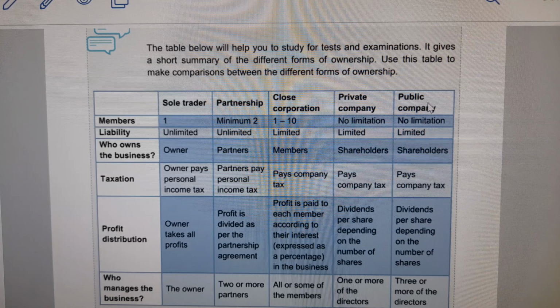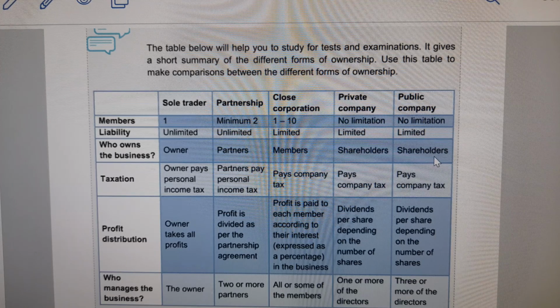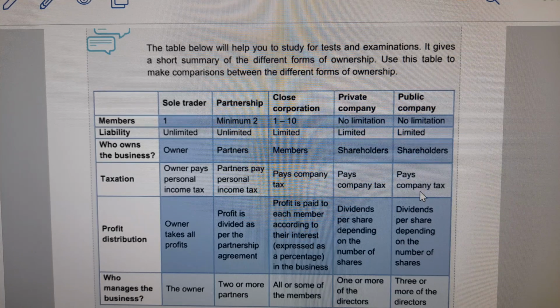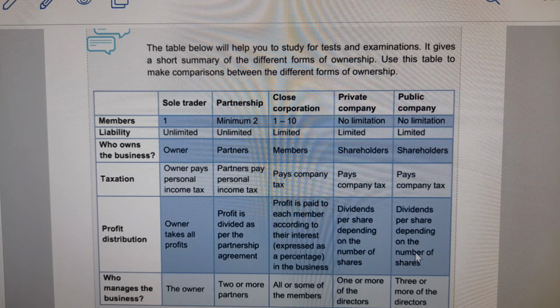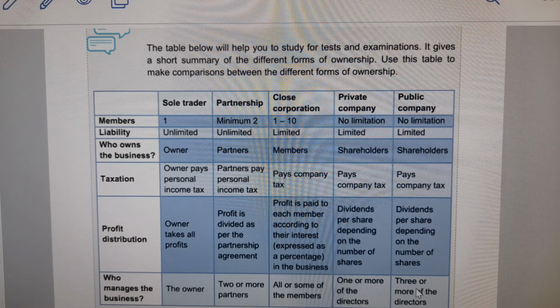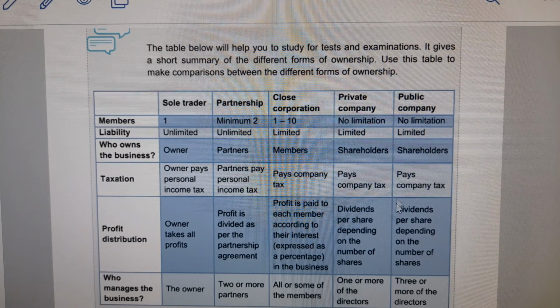And we go to the public company: no limitation to members, liability is limited, and the business is owned by share members. The public company pays the company's tax, and the profit distribution is dividends per share depending on the number of shares. And who manages the business? 3 or more directors. So this is how you can use this table to differentiate between sole trader, partnership, close corporation, private company, and public company.